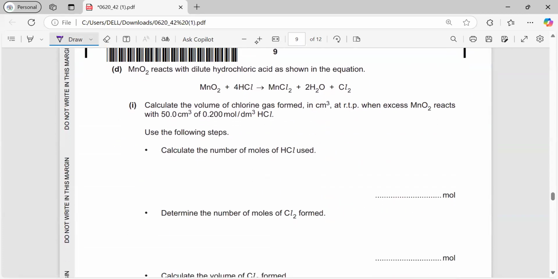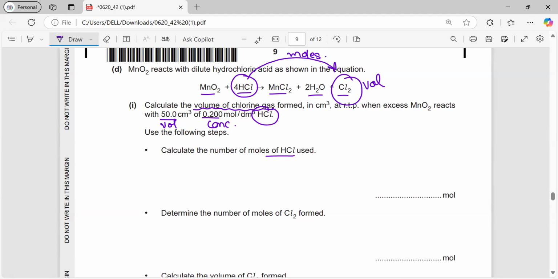Next, manganese oxide reacts with dilute hydrochloric acid as shown. So we have manganese oxide plus HCl gives manganese chloride plus H2O plus chlorine. Calculate the volume of chlorine. We have to calculate the volume of chlorine gas. And we have some information about HCl given. Its volume and concentration is given to us. And we'll find out chlorine from HCl. And in the middle, we'll find the moles of both.